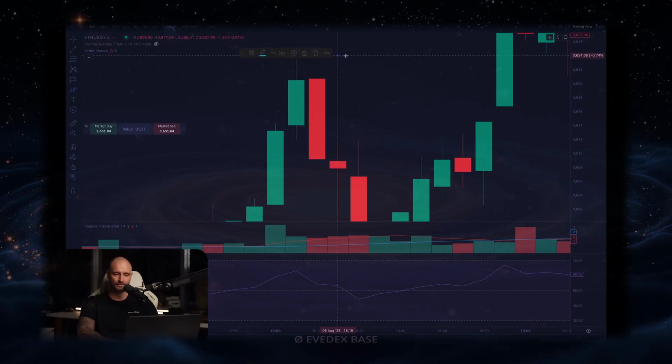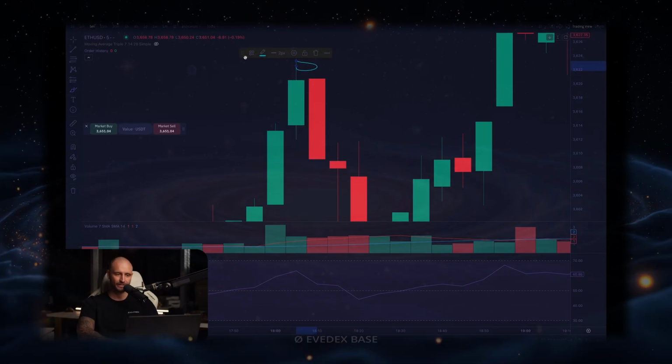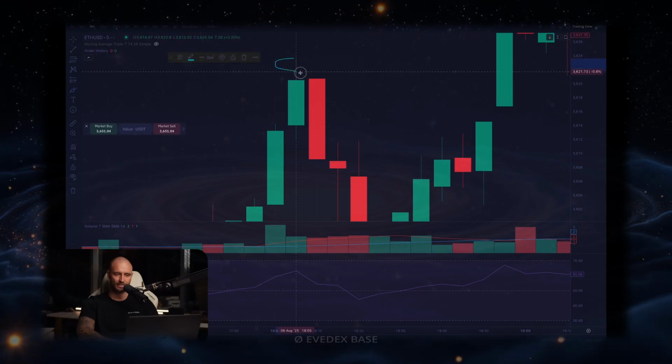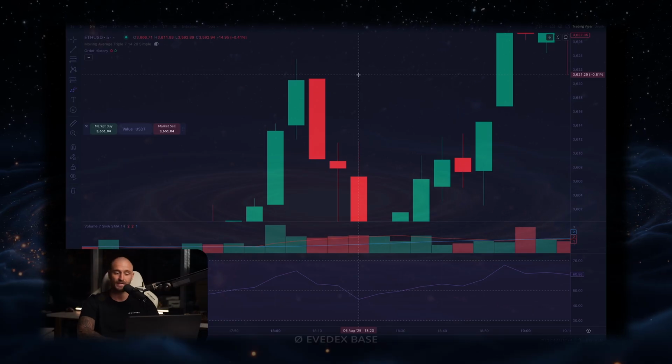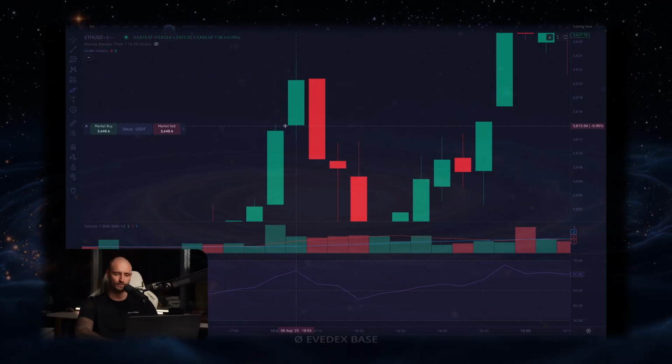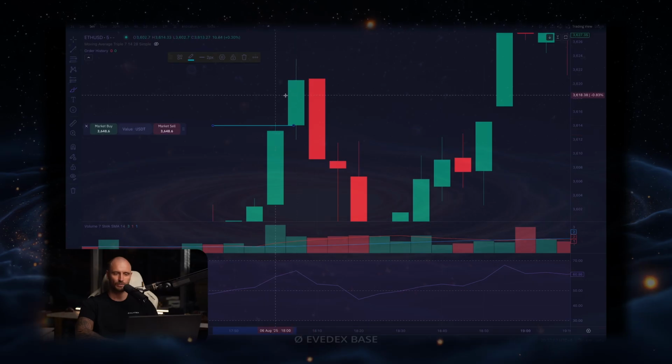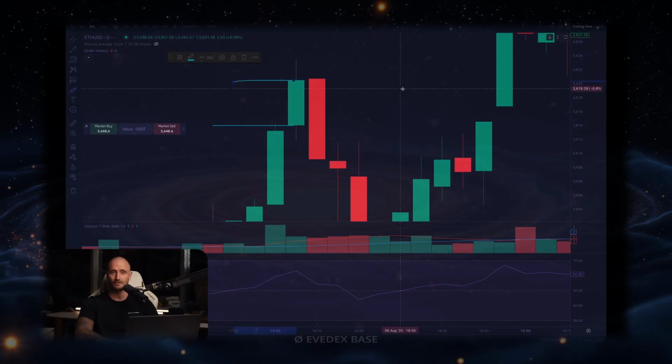Then we have the wicks. The wicks are these tails at the top and at the bottom. Some of the candles like this one don't have wicks. It's fine. It means the following. So we have the open, so this is going to be our candlestick open. This is going to be our candle close.